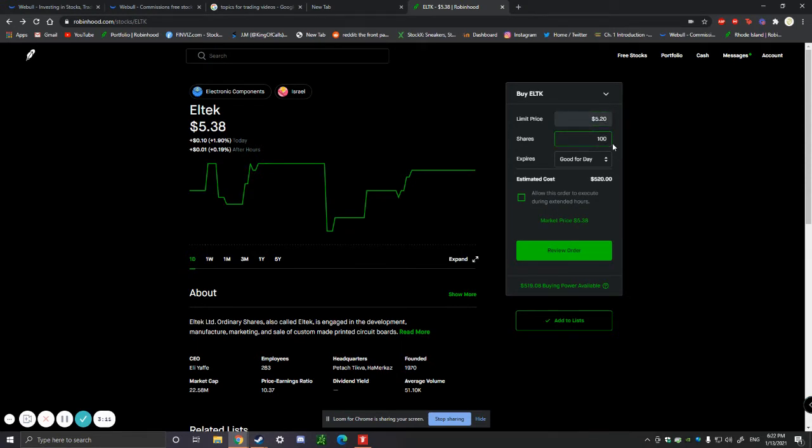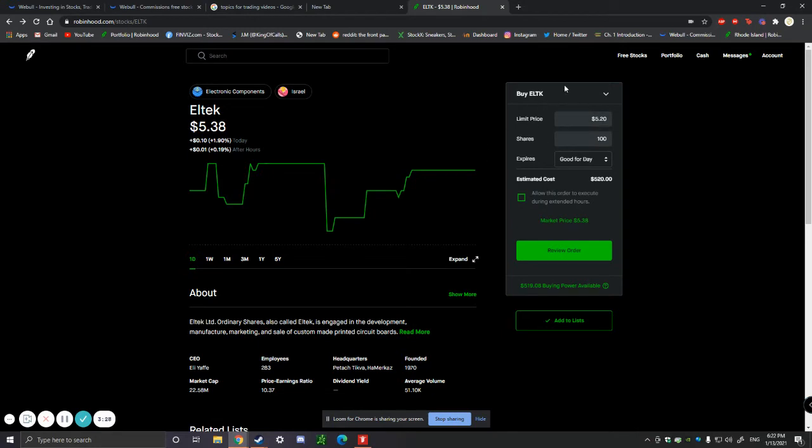Or 100 shares, sorry. And good for a day, obviously. Or you could do good till cancel. Good for a day is until market close. Good till canceled is 90 days. You can do it for whatever you want. And you can allow it to execute during extended hours. You don't have to click that, but you can if you want to.